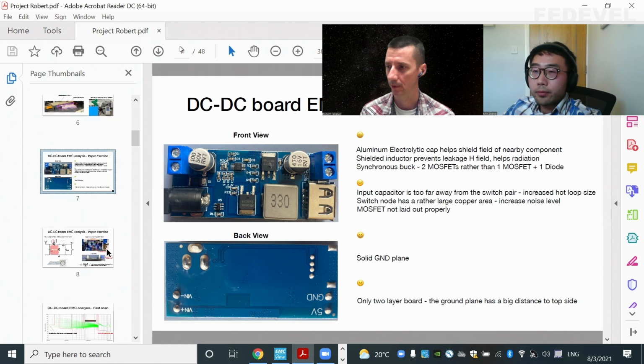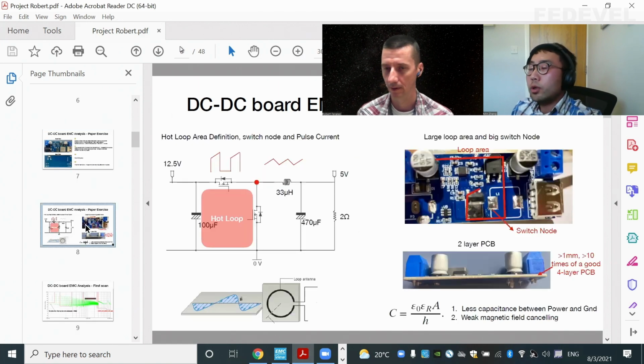So what do we mean when we say hot loop area? The hot loop area is defined as the area, if you look at it, from the main energy source, which in this case is the electrolytic capacitor, to your switches. In this case it's a buck converter, and the two switches are like this. So the hot loop area is defined as this area, and the switch node is this point.